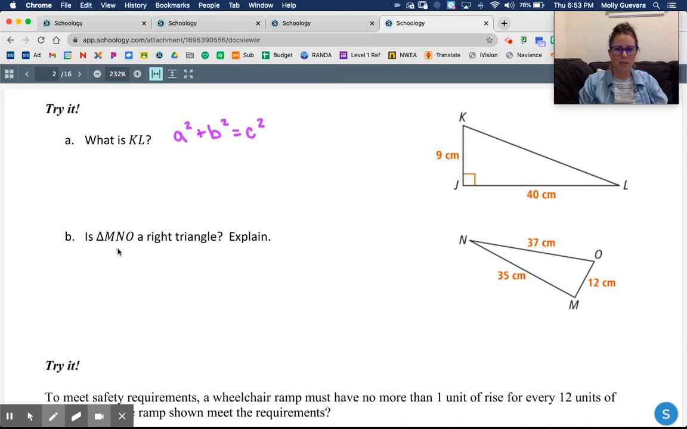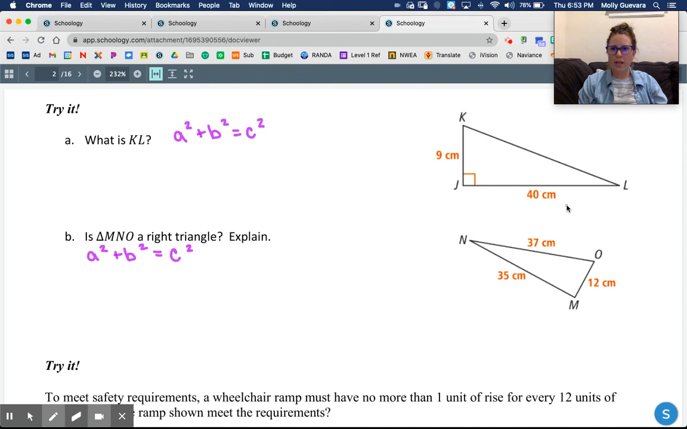And then part B, it's asking, is this a right triangle? So I need to know, do these three numbers fit in a Pythagorean theorem, right? If I were to plug them in, would they work? And make sure that you are plugging in your values correctly. So go ahead and give these two a try. So pause the video, and then when you're ready to go over it, hit play and we'll review them.